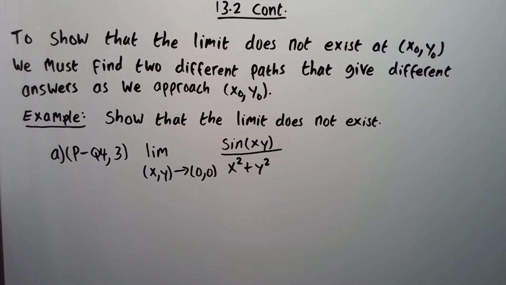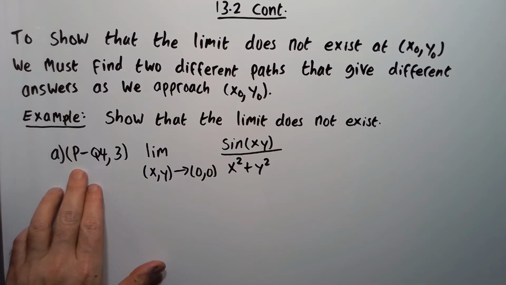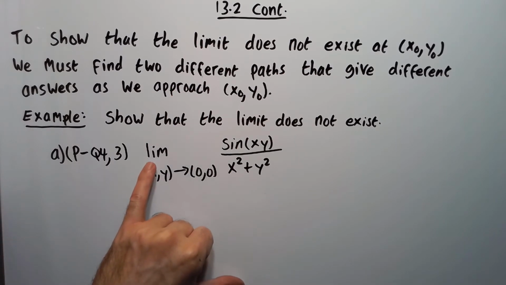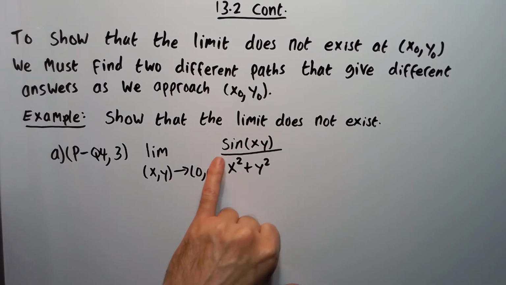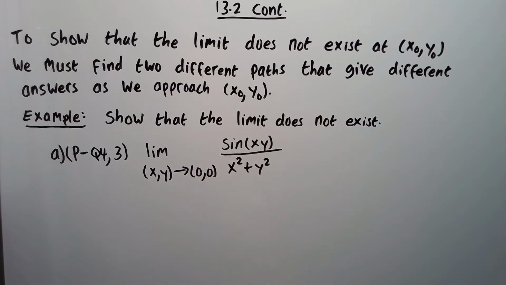Okay, so first example, show the limit does not exist at a. This is from practice quiz 4, number 3. It's saying the limit as x, y goes to 0, 0 of sine of xy over x squared plus y squared. You show this limit does not exist.